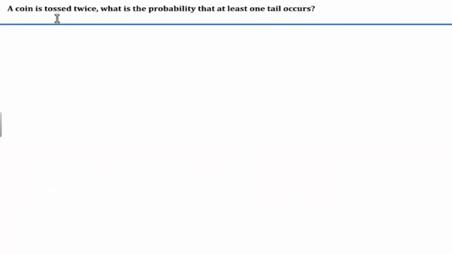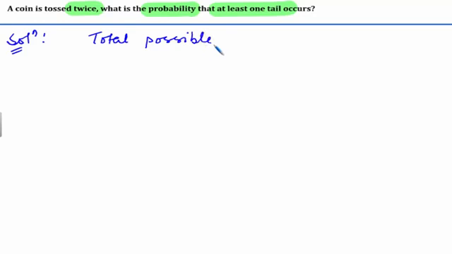This question says that a coin is tossed twice. What is the probability that at least one tail occurs? Let's begin with the solution. And when a coin is tossed twice, then the total number of possible outcomes is equal to 2 square, which is equal to 4. We have got 2 squares since when a coin is tossed, there are 2 possible outcomes, and here a coin is tossed twice. Therefore, we have 2 raised to the power 2, and this results equal to 4.